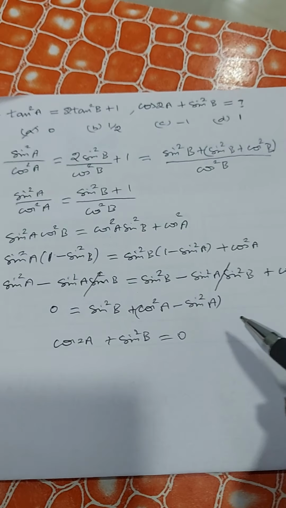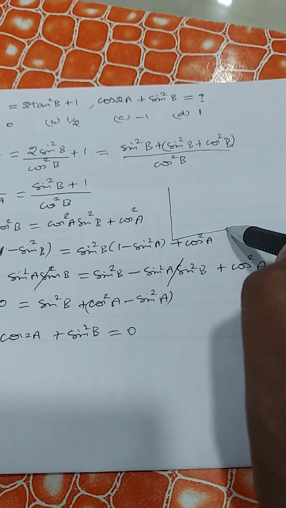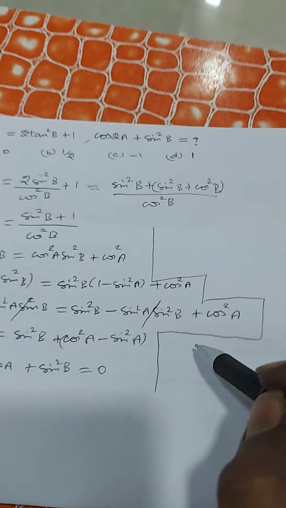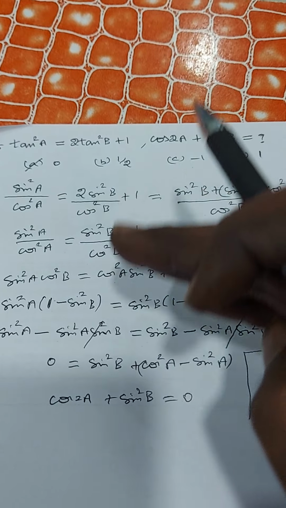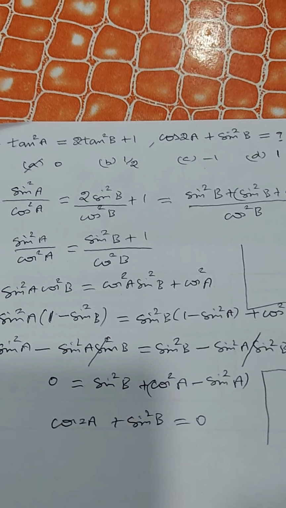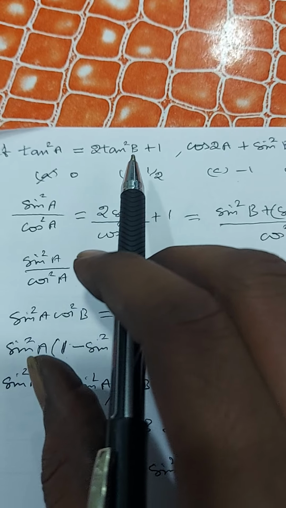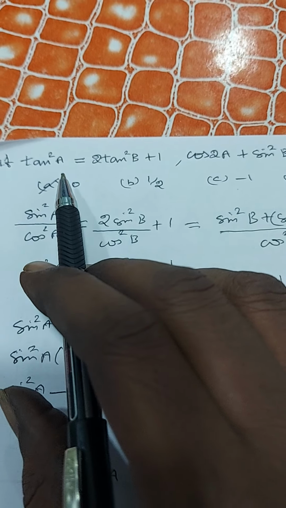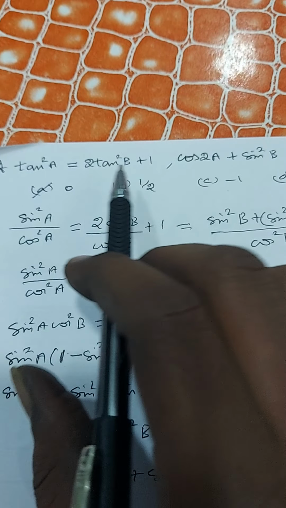Now what I am saying to you, this question can be solved for its numerical value easily. Just listen to me. Instead of doing this much calculation, it will be very easy. See, one equation is given: tan square a equals 2 tan square b plus 1. We can put values for capital A and B so that this equation gets satisfied.